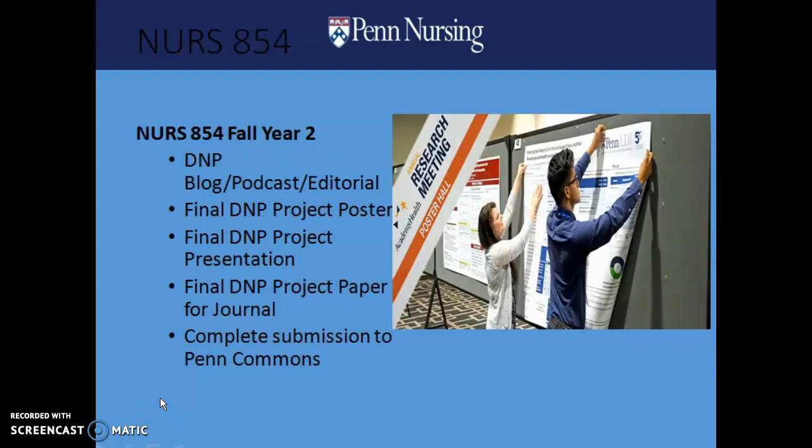In 854, you will work on disseminating the findings from all of your hard work over the last 3 courses. This is your final DNP project course. In this course, you will prepare a project poster and a presentation along with making sure that that cumulative paper is journal ready, and you will submit that manuscript to the Penn Commons. We review in this course the various mediums for disseminating your findings.